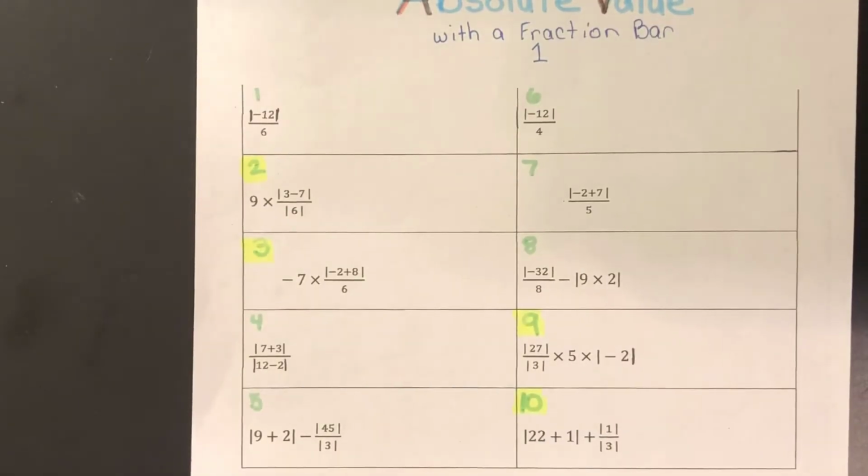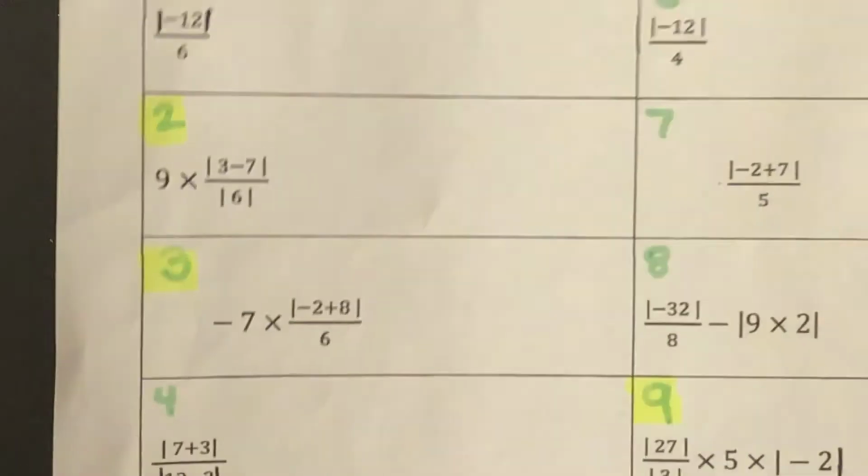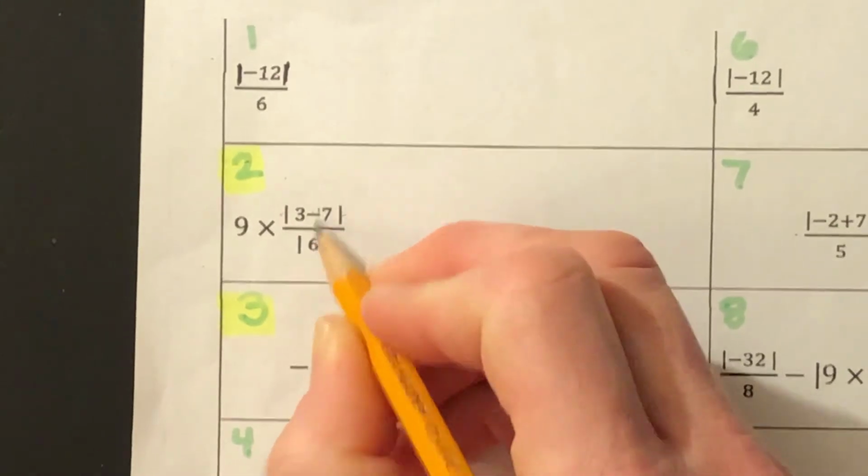How about we do some absolute value and use the fraction bar? Ooh, sounds fun. Let's do 2, 3, 9, and 10 together, starting with 2. We're going to do these first.